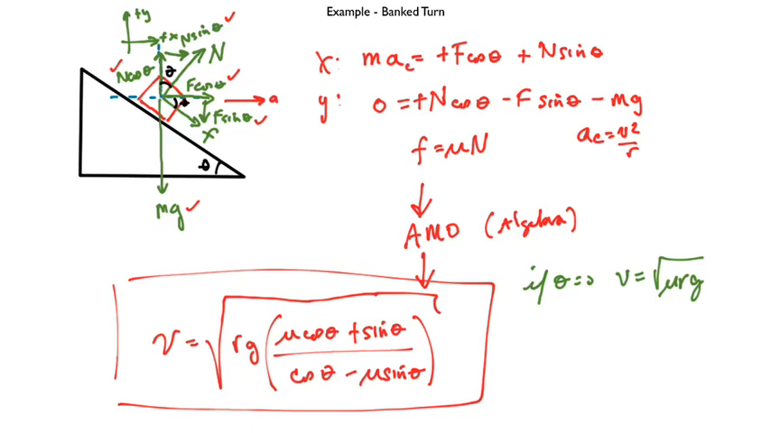All right? So what that means right there is we now have the speed at which any car can negotiate a turn safely. For a given coefficient of friction and a given radius of the turn, that's the maximum speed, because once you go faster than that, there's going to be sliding.